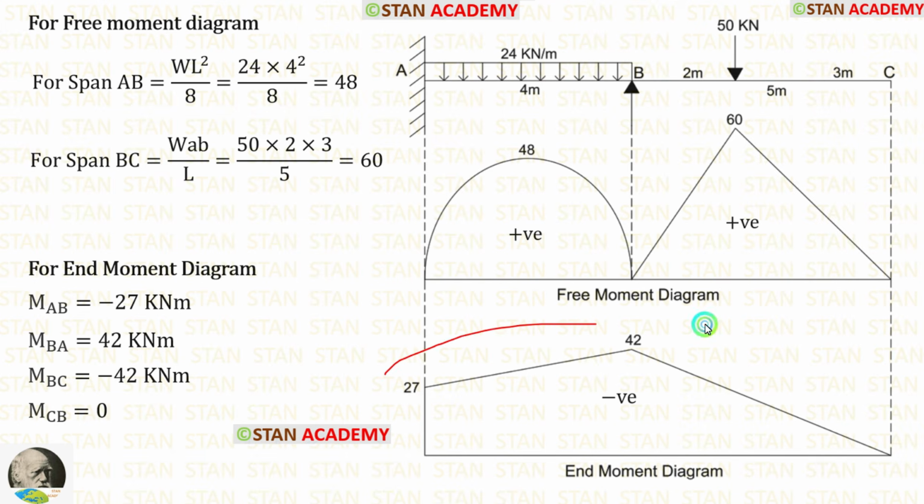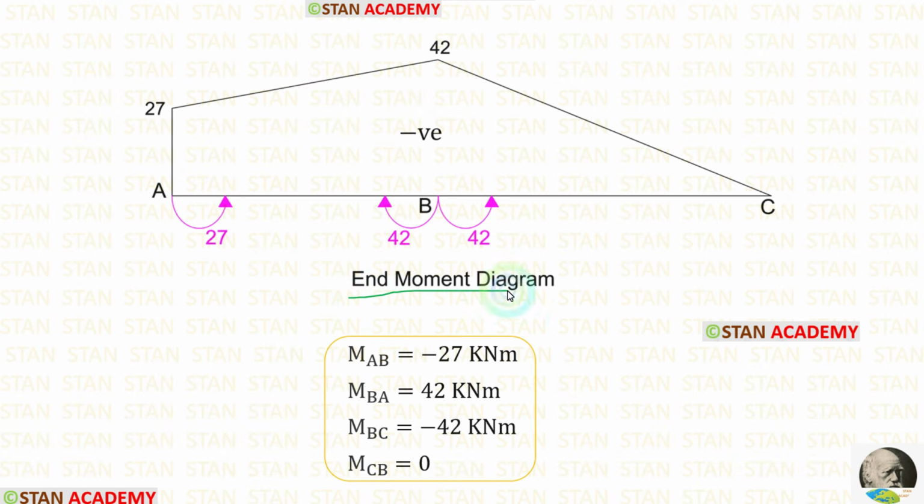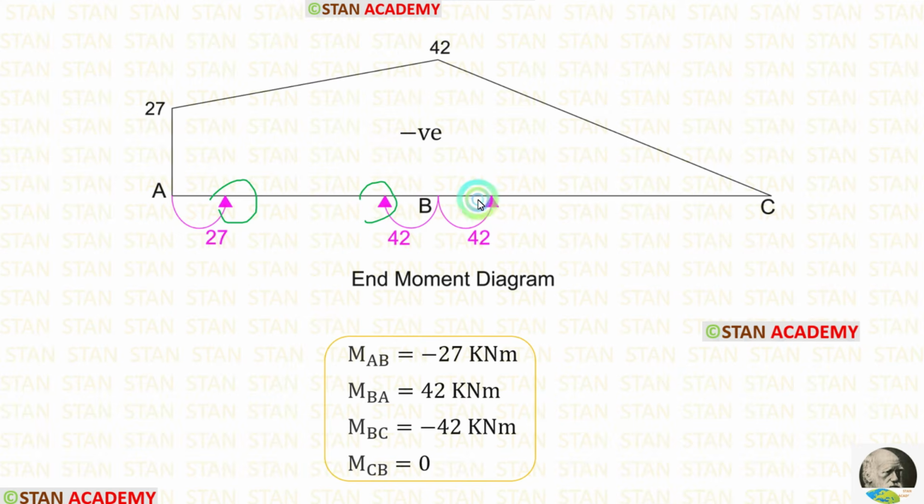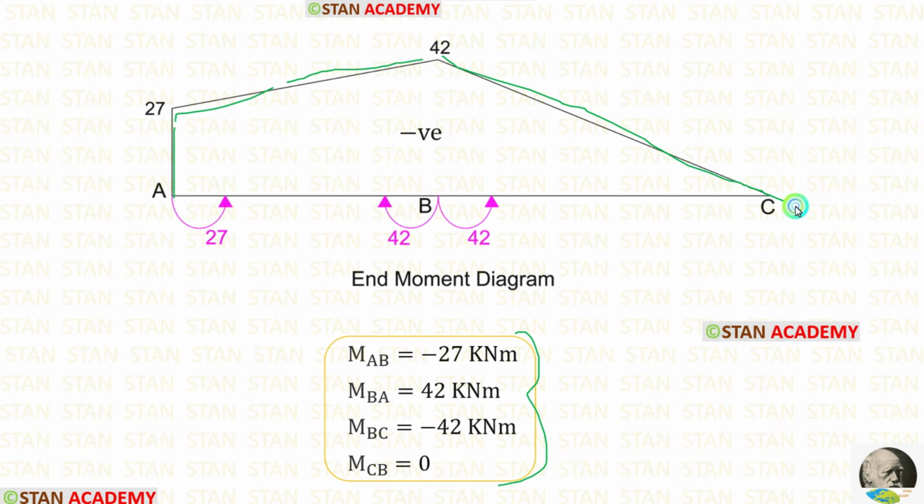Now let us see how to make this end moment diagram. For making the end moment diagram, we have to arrange the moments in the clockwise and anti-clockwise directions. Then using the curves, we can make the diagram. We have to see the direction of the arrows. All the arrows are indicating upwards. That means the end moment diagram comes above this line. Then using these values, we can make this diagram.